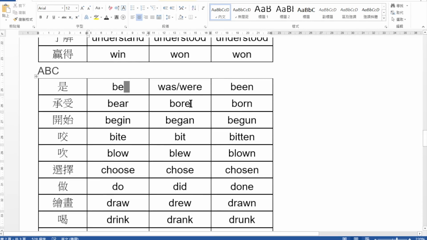Be, was, were, been. Bear, bore, born. Begin, began, begun. Bite, bit, bitten. Blow, blew, blown. Choose, chose, chosen. Do, did, done. Draw, drew, drawn. Drink, drank, drunk.